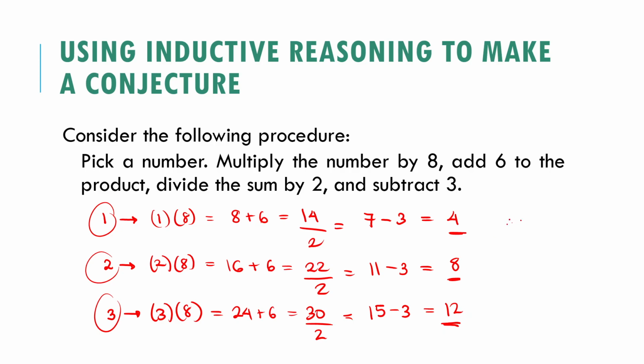So the conjecture, again, since we are using inductive reasoning here, conclusions that we get out of using inductive reasoning are called conjectures. So the conjecture that we have for this procedure is that the original number gets multiplied by 4. Okay, so that's how we use inductive reasoning to make a conjecture.